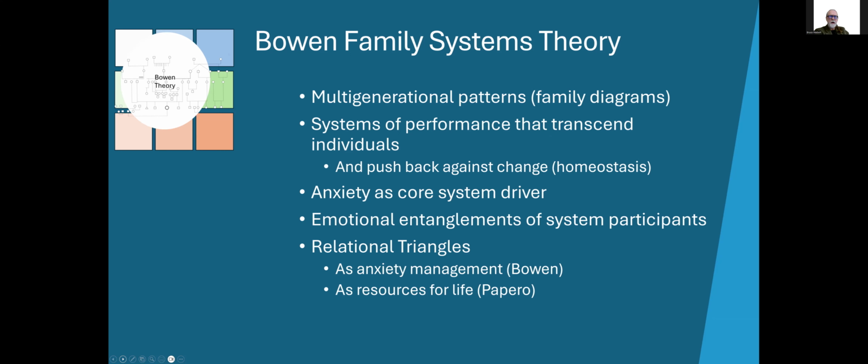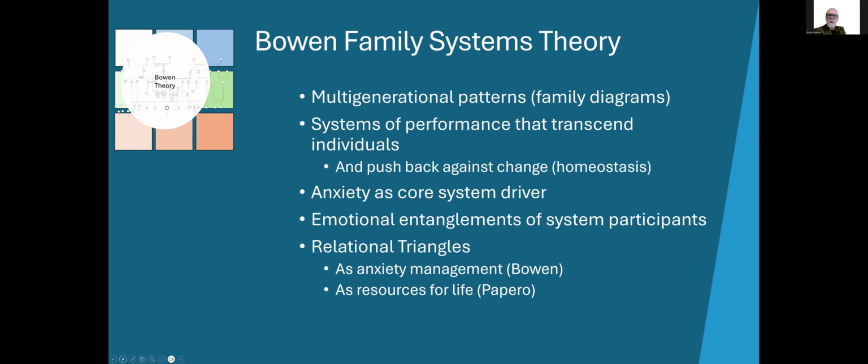Then another core Bowen theory concept that I use all the time is that of relational triangles. Now, Bowen looks at it primarily as a tool for anxiety management, but one of his students, Dan Papero, looks at it, I think, from quite a different perspective and looks at relational triangles as resources for life. So if you start looking at how many triangles a person has in their life, you're actually looking at the quality of life. More triangles, more quality. So some really interesting perspectives.